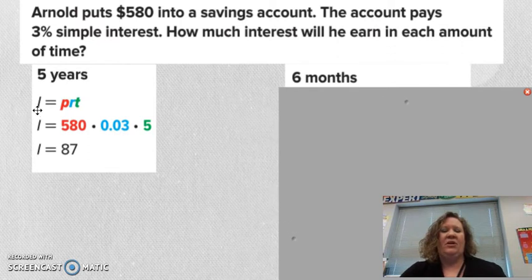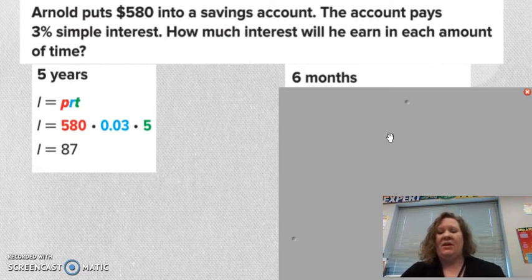We use our simple interest formula of I is equal to PRT. The $580 represents the principal because that's what he's putting into the savings account. Our simple interest is 3%. So the first thing we want to do is divide that by 100 and turn it into a decimal. And then the amount of time that we're talking about is 5 years. All I need to do is multiply these three numbers together, and that gives me $87. So after 5 years, Arnold would have earned $87 in interest.